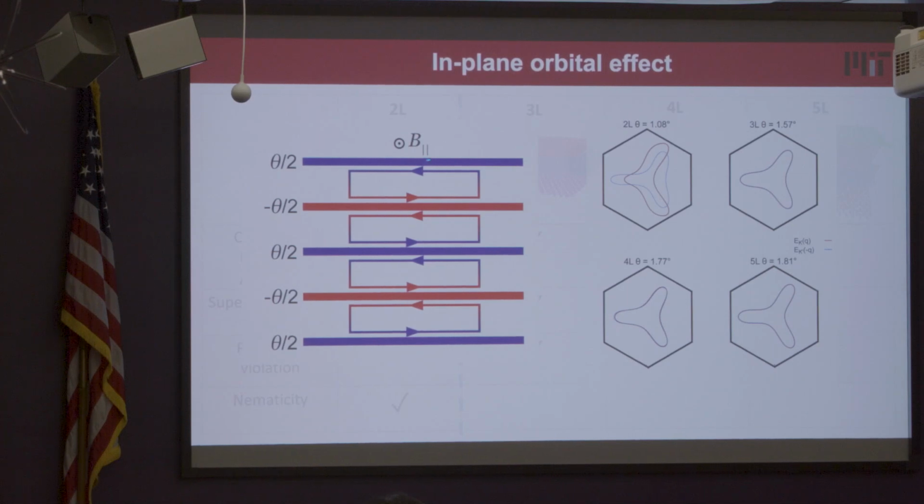And you can see that that effect would be most prominent if you only have 2 layers, but if you have 3, 4, 5 layers, actually the fluxes cancel because they have opposite signs.